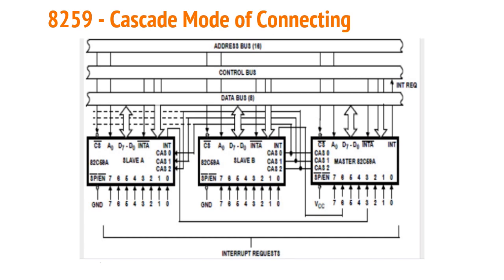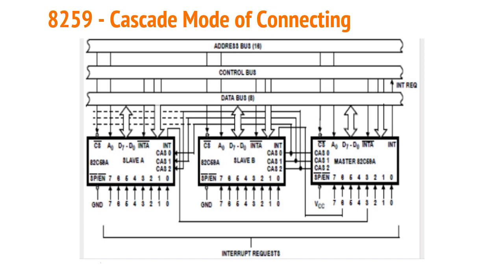Next, let's see in detail about the cascaded mode of connecting 8259. As we said before, a single 8259 has 8 interrupt inputs. That means one 8259 can at a time serve 8 peripheral devices. What if the system has more than 8 peripheral devices? In order to cater to this, more than one 8259 can be used, and these interrupt controllers can be connected in a cascaded manner.